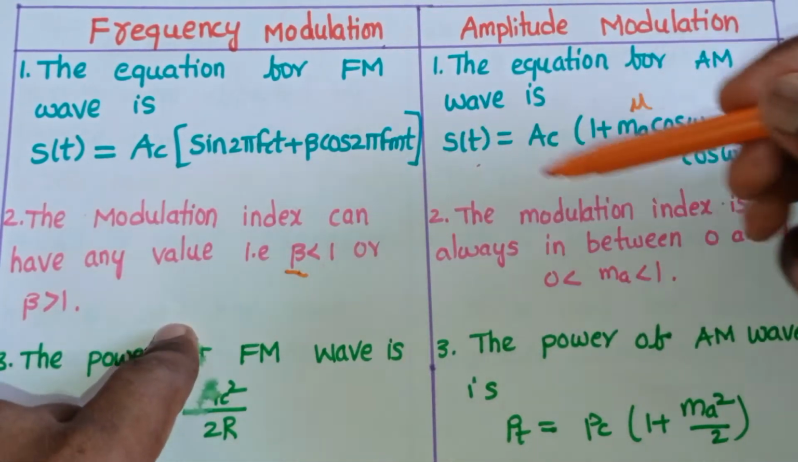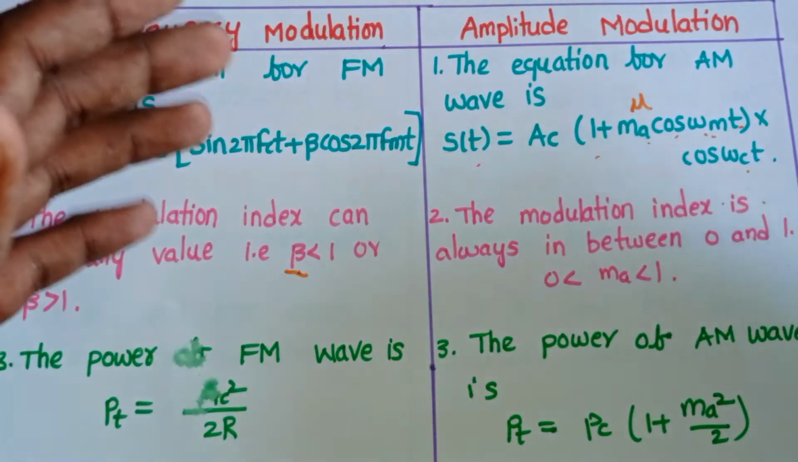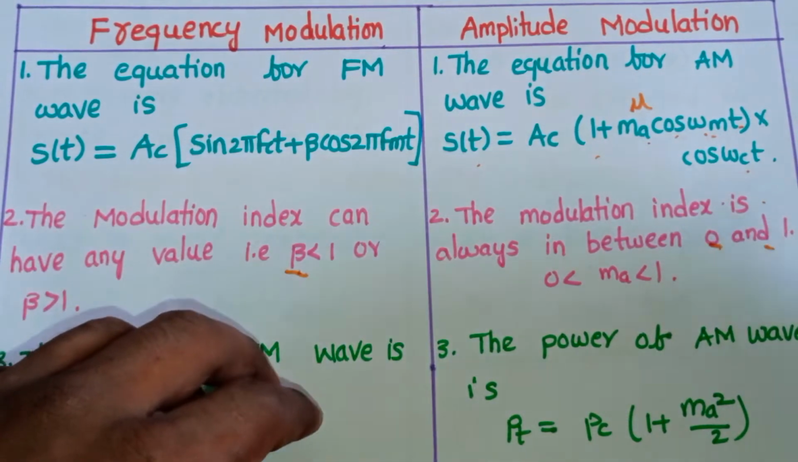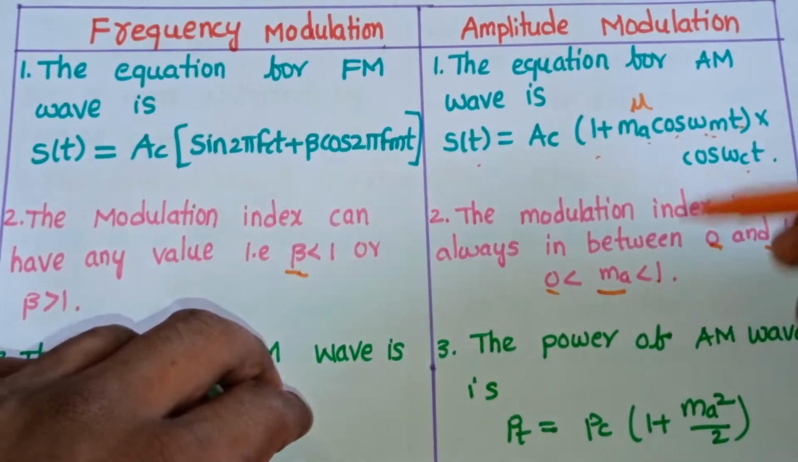Now coming to the amplitude modulated wave, the modulation index Ma is always between 0 and 1.